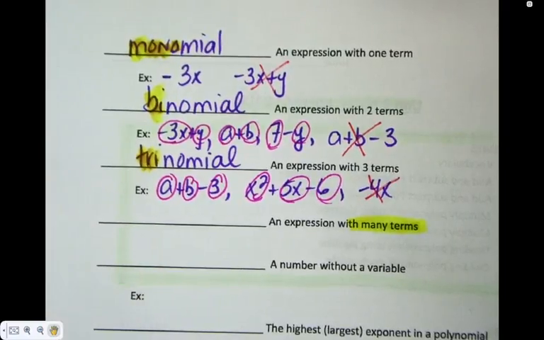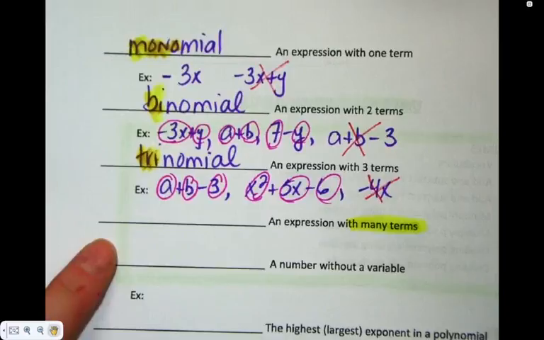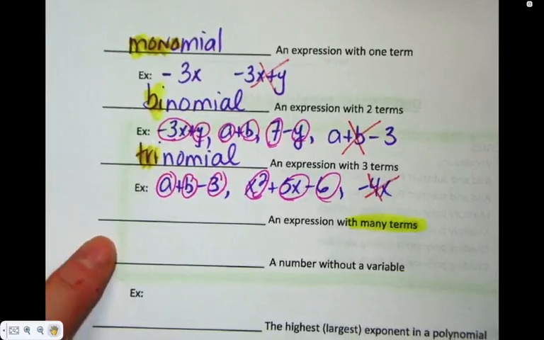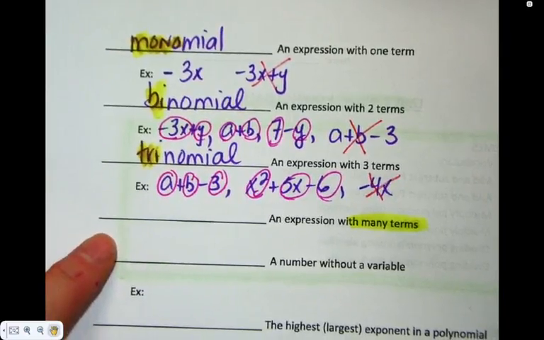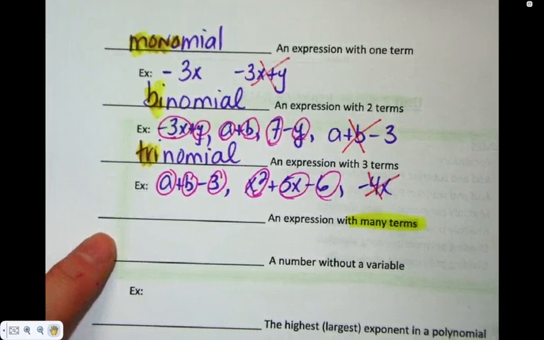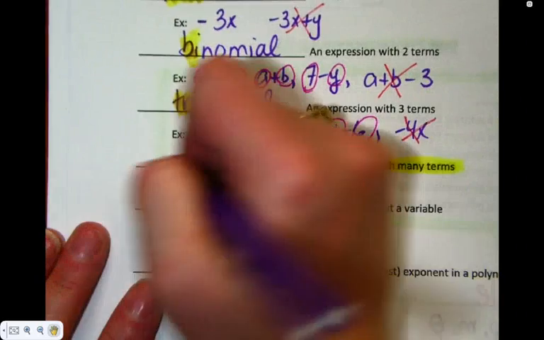Yeah, this is your time to shine. Come on. Oh my God, he's not going to say it. Seriously? He just said it for every single word, and now he's not going to say it. Polynomial.